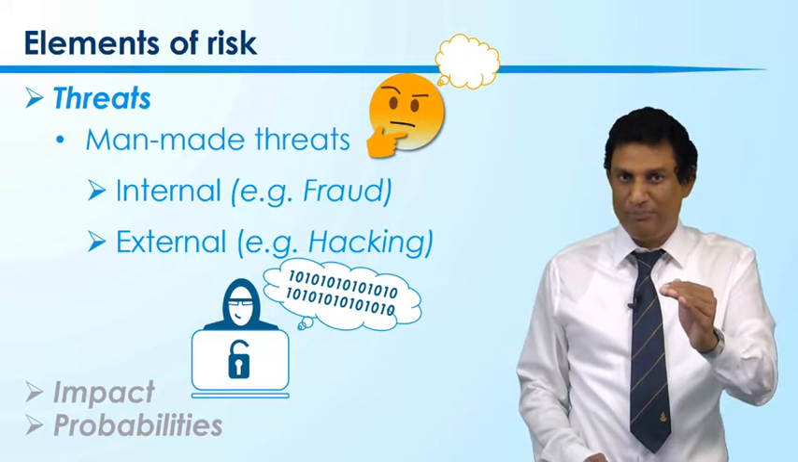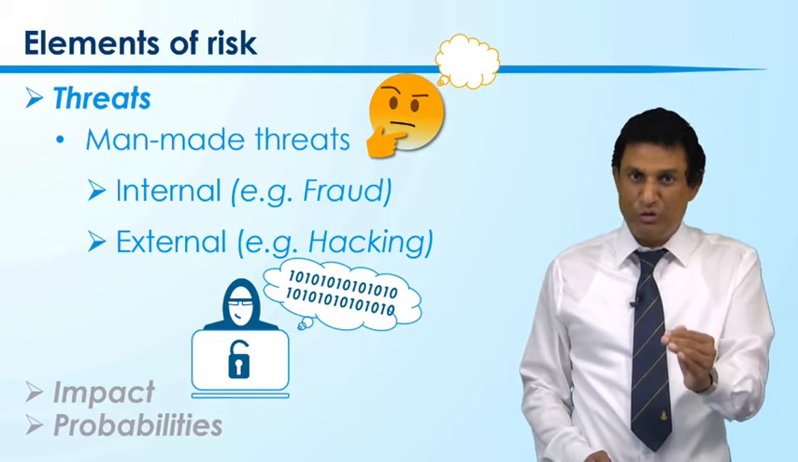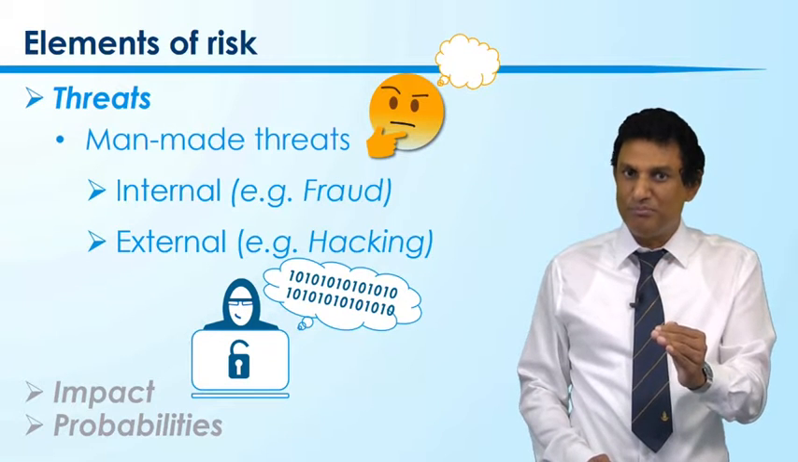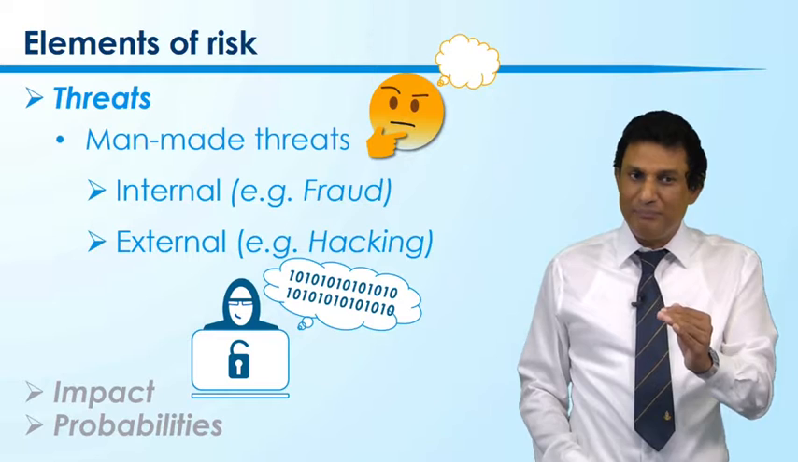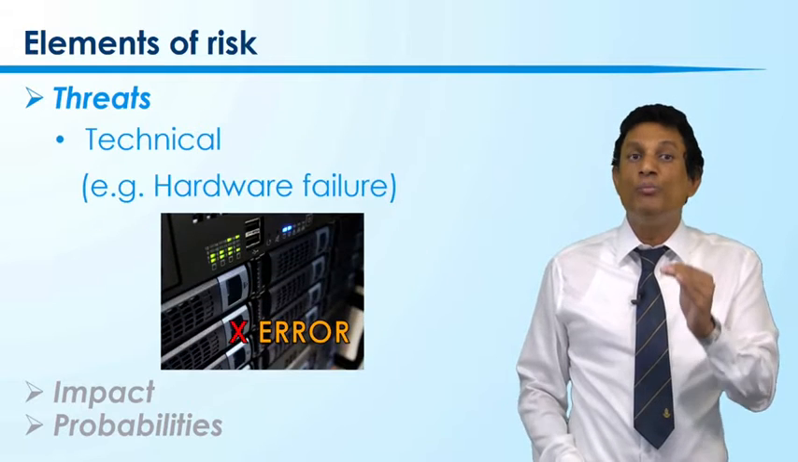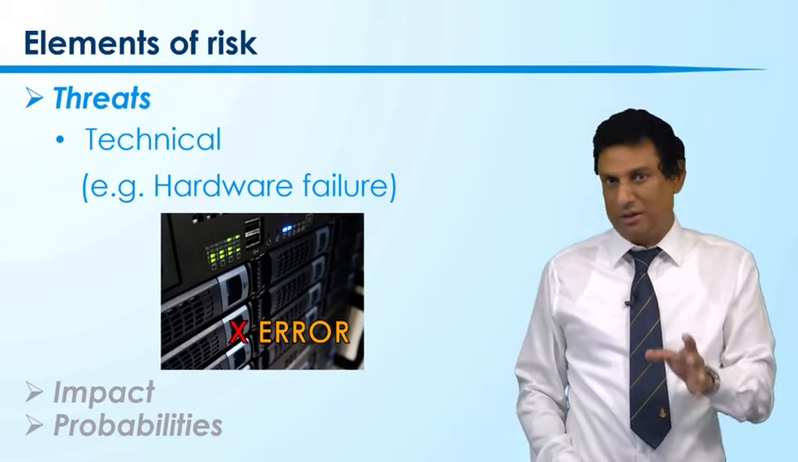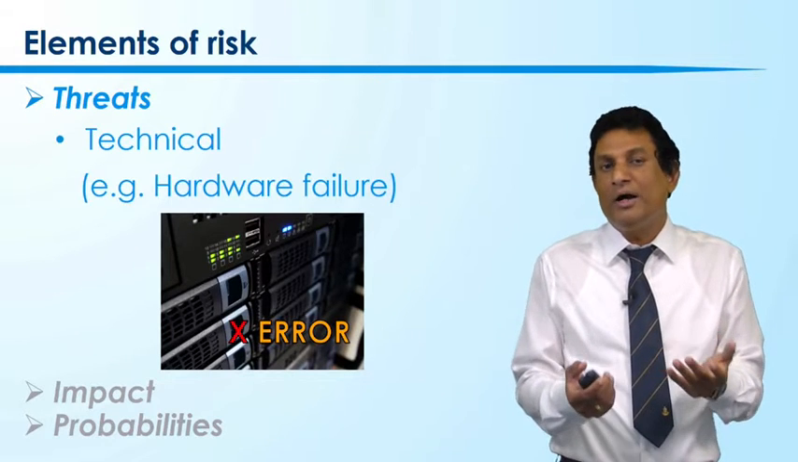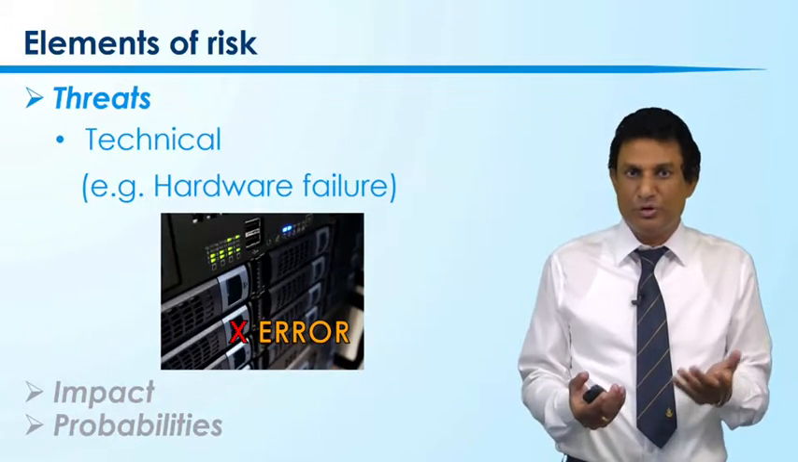We have to monitor how things are happening in the organization, because some people might do some bad things from time to time. So now it's time for us to look at the next group of threats, which is technical. When it comes to technical, there are different kinds of technical threats.